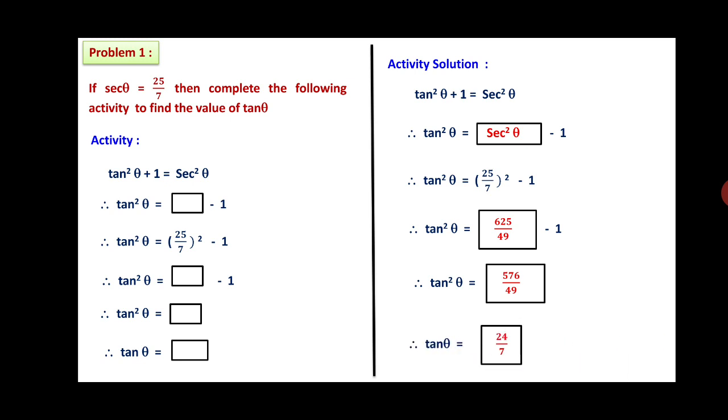Therefore, taking square root on both sides, we get tan theta on the left hand side and 24 upon 7 on the right hand side. These four boxes consist of the values shown in red color, which are important, that we have written in those boxes. Now let us consider the next problem, number 2.